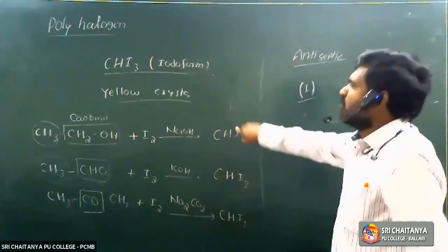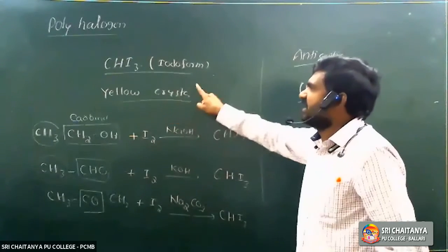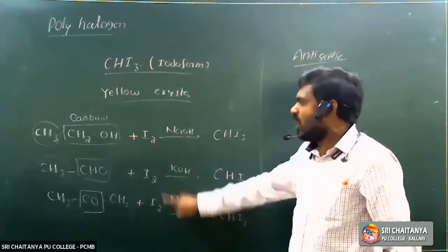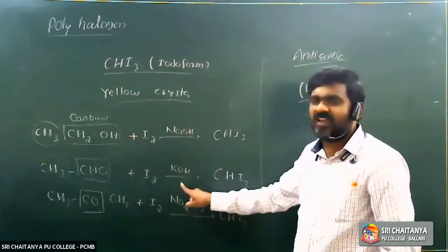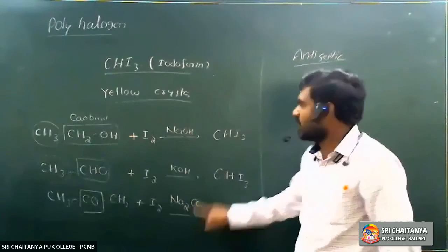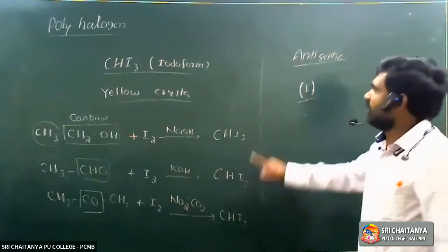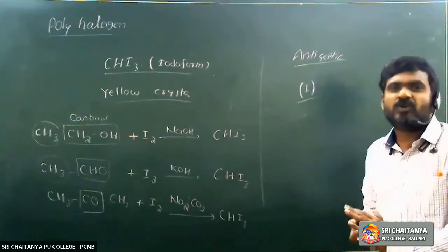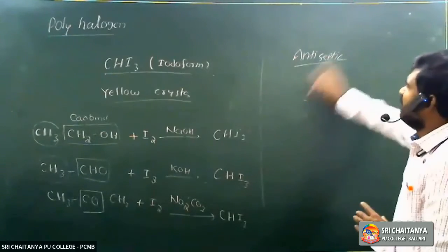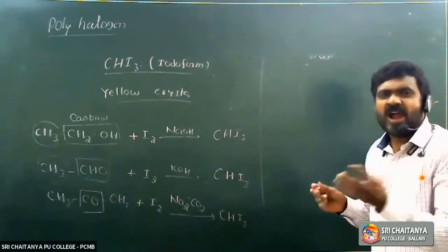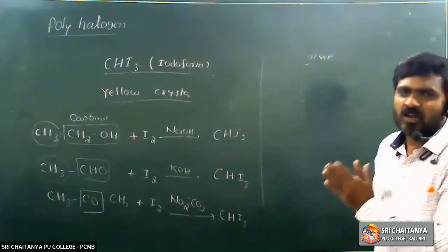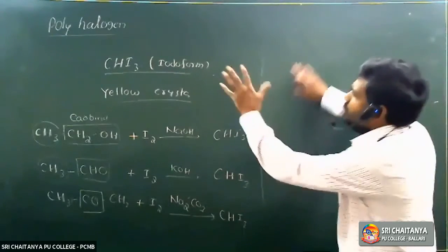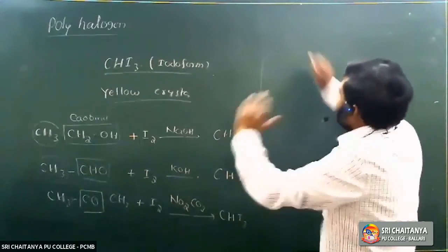So iodoform is a yellow colored crystalline substance. Ethyl alcohol or acetaldehyde or acetone, on heating with iodine in the presence of alkali, either NaOH or KOH or sodium carbonate, gives iodoform. In olden days it was used as an antiseptic because it liberates nascent iodine. Nowadays it is not used because of its bad odor, an unpleasant smell.